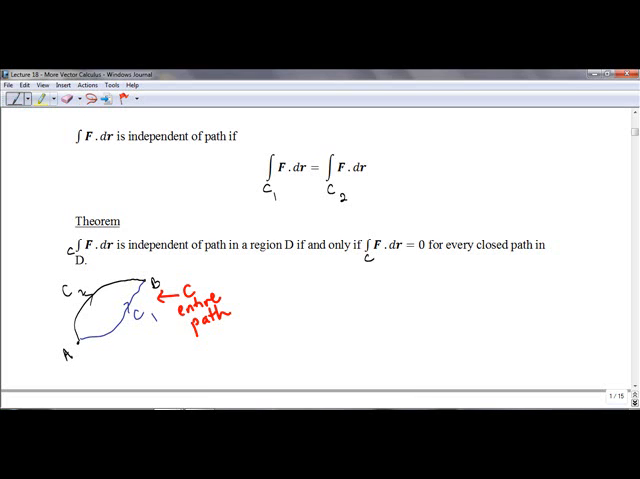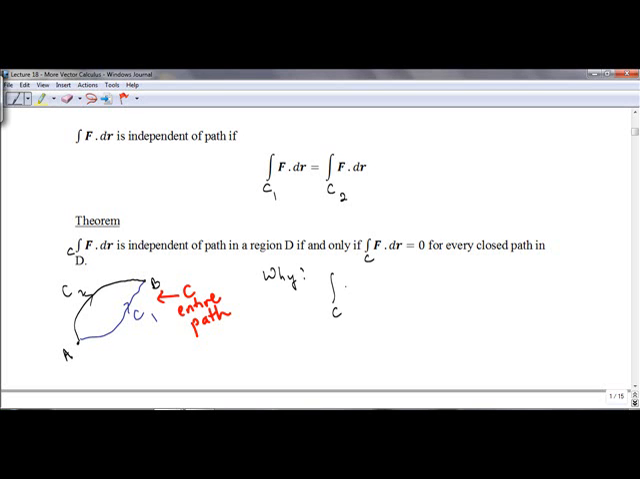So remember I told you what independence of path is a while ago, using C1 and C2. You have the same line integrals. But another definition for independence of path is if the integral over the closed path C has to be 0. And why? So we can look at it this way.